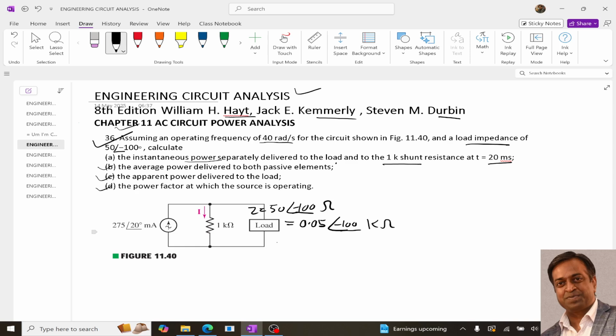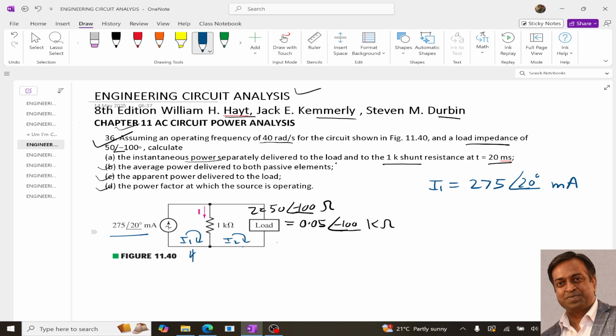Now in this circuit to get the current we can use mesh analysis, or we can use any other theorem you like. We just need to determine the current and voltage across all the elements of the circuit, right? If I apply the mesh, in loop 1 the current is already given, so directly I get I1 equals 275 angle 20 degree milliamperes.